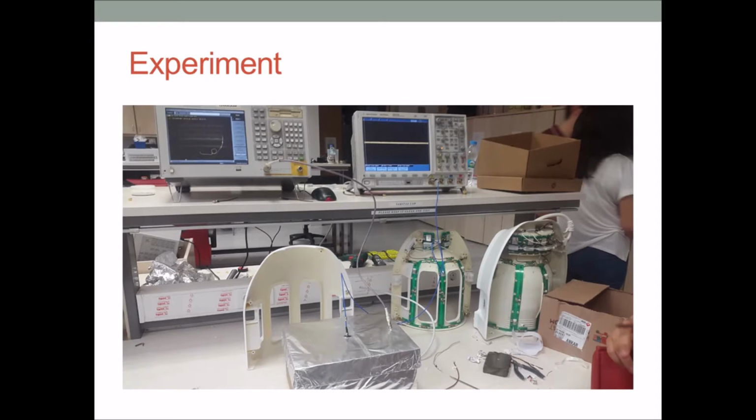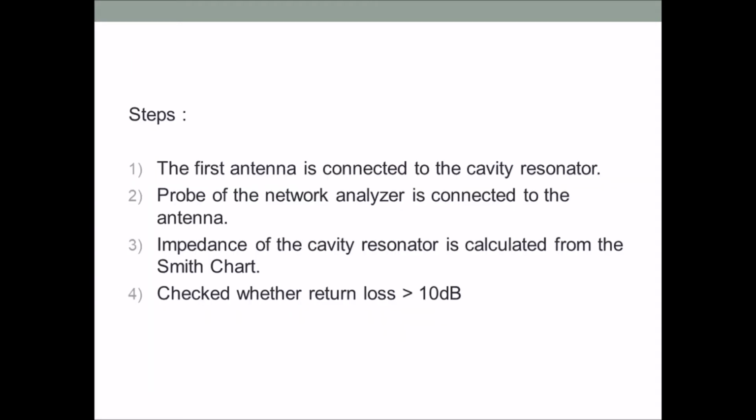The setup for the experiment can be seen in the figure. A network analyzer and a signal generator were required. Initially, the first antenna was connected to the cavity resonator, and the impedance of the cavity resonator was measured with the Smith chart mode of the network analyzer, and then the return loss was measured with the dB graph. The return loss should be greater than 10 dB.